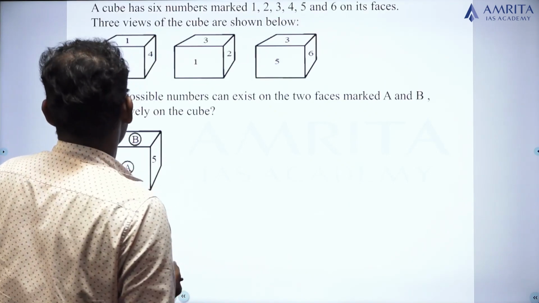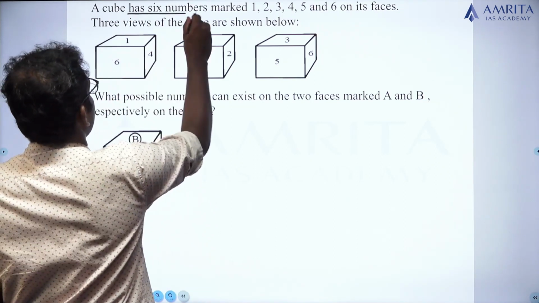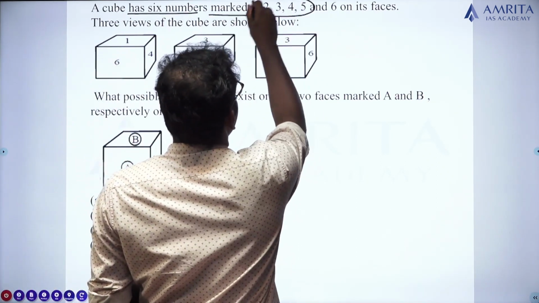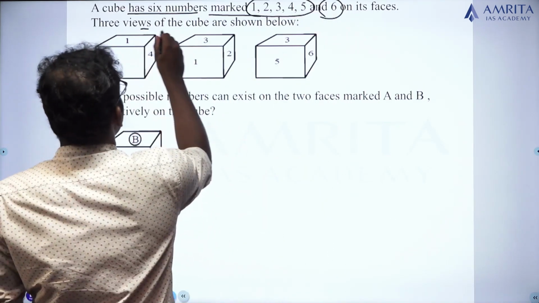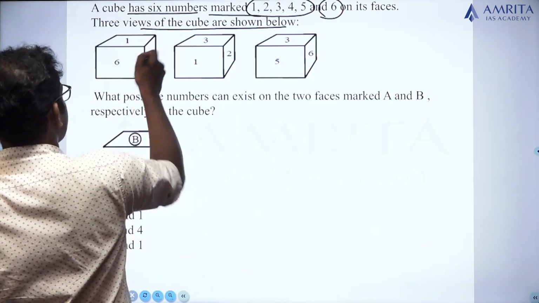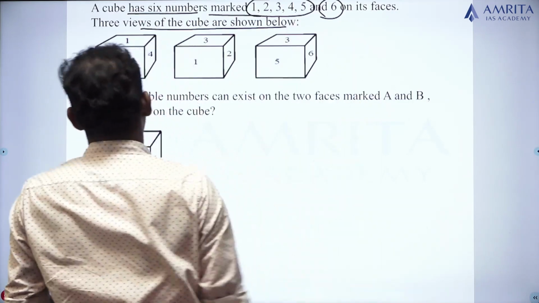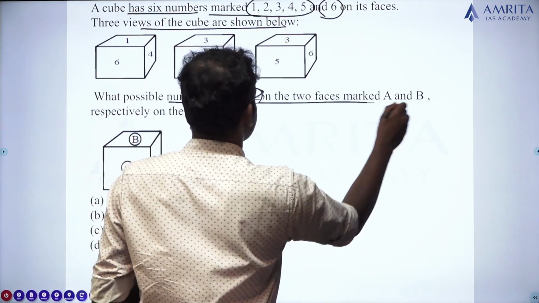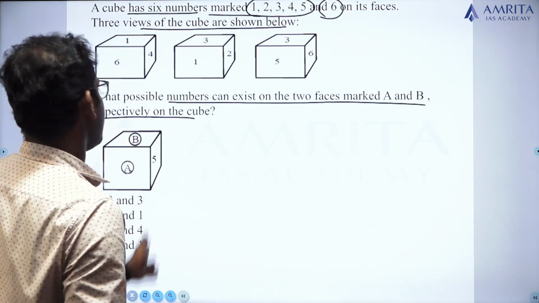Moving to the next question. A cube has 6 numbers marked 1, 2, 3, 4, 5 and 6 on its faces. 3 views of the cube are shown below. The first is 164, then 132, 356. What possible numbers can exist on the 2 faces marked A and B respectively on the cube?